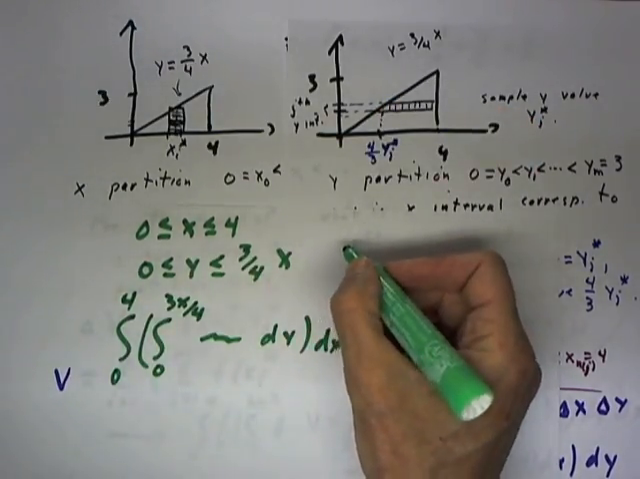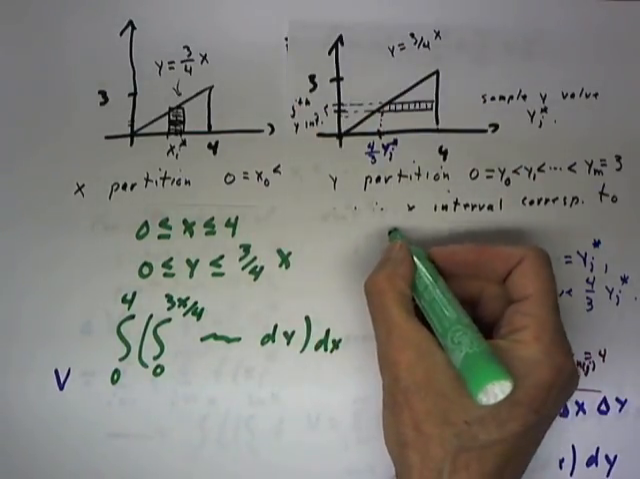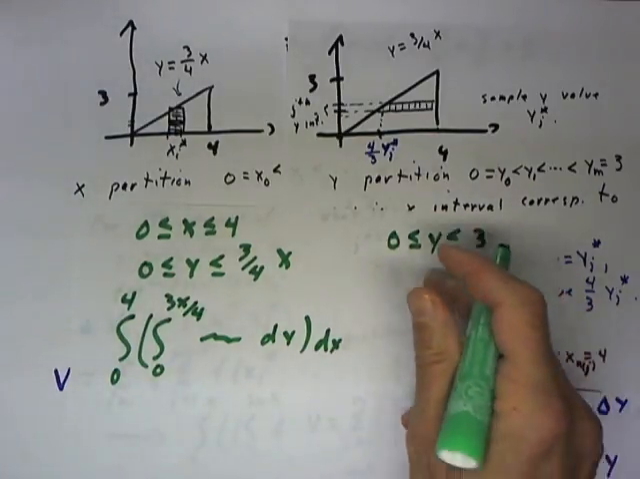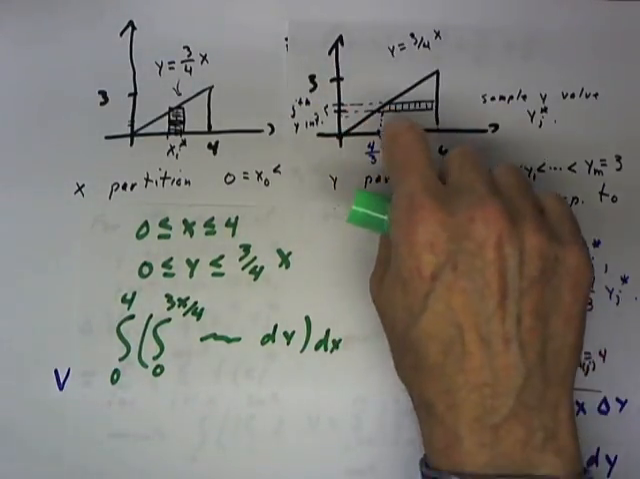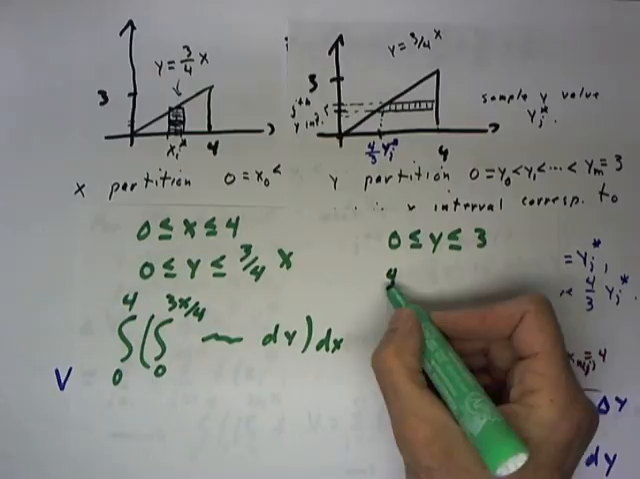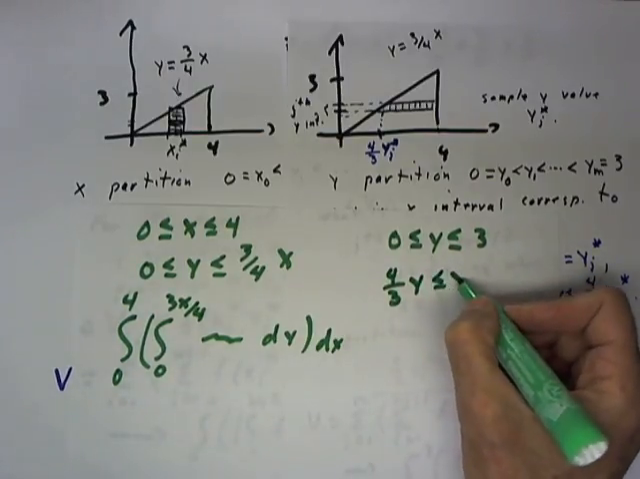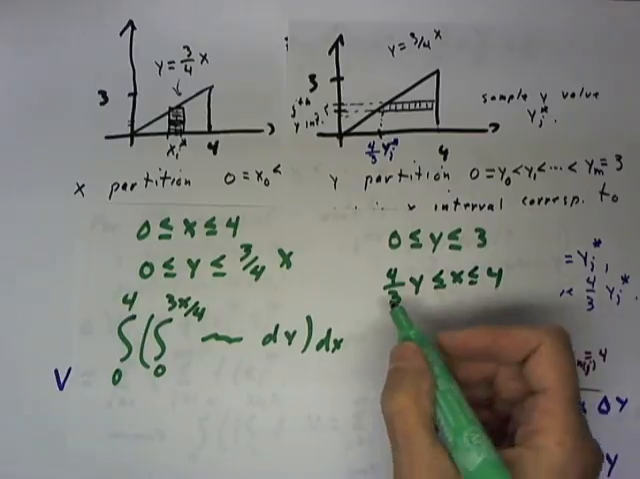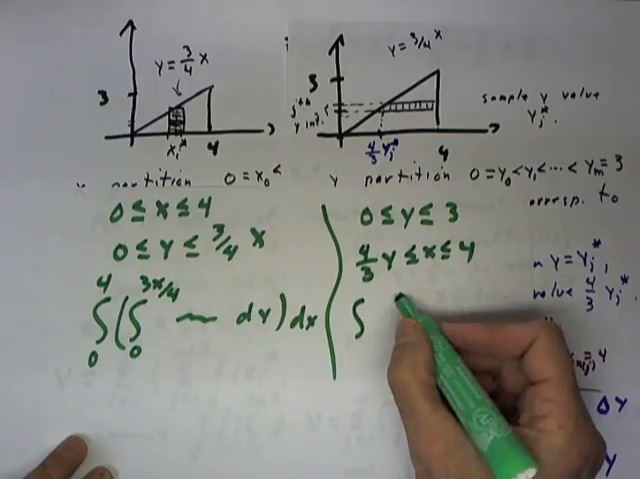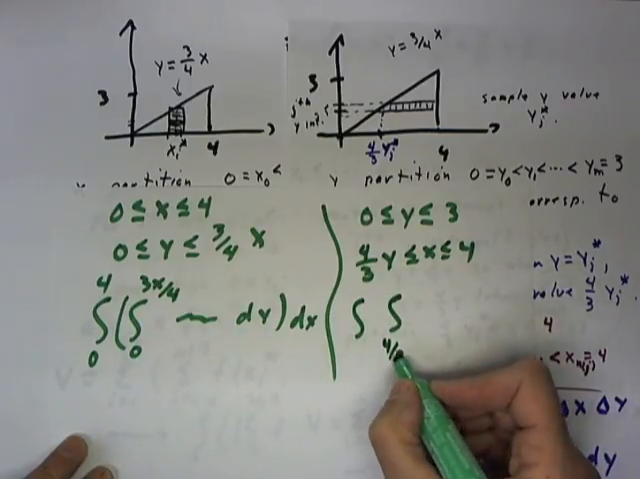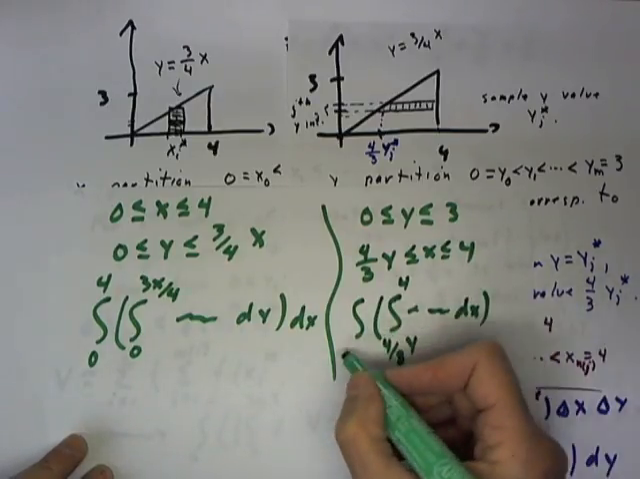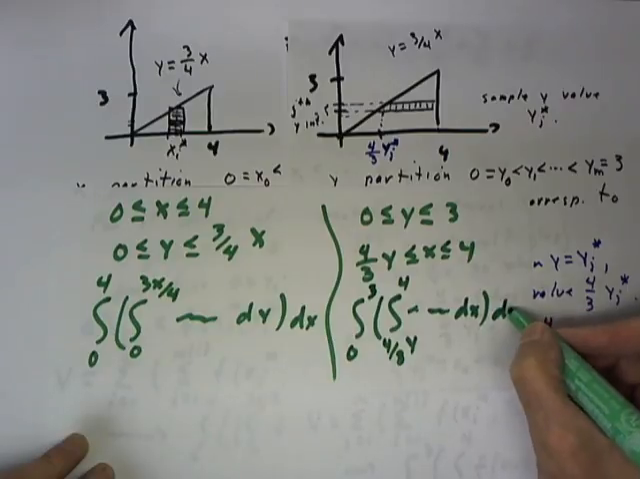In this case, we regard the region as 0 less than or equal to y less than or equal to 3, and for any given y value, x goes from 4/3 y to 4. So we have 4/3 y less than or equal to x less than or equal to 4, and this gives us an integral from 4/3 y to 4 of our function with respect to x, and from 0 to 3 with respect to y.